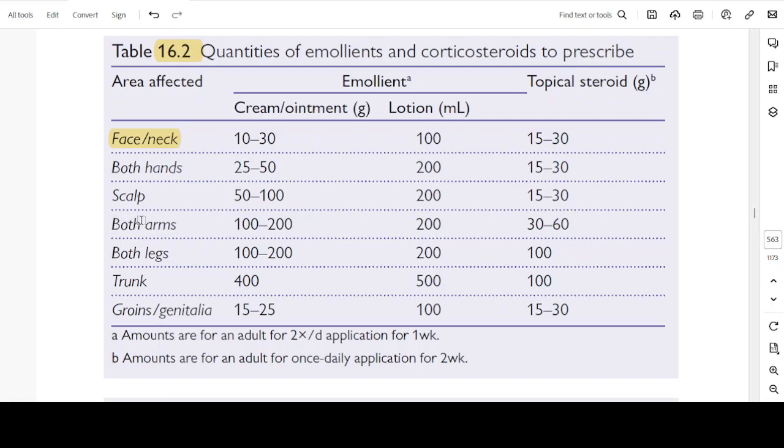And for both the arms, you have to prescribe 30 to 60 grams. For both the legs, you have to prescribe 100 grams. For the trunk, you have to prescribe 100 grams. For the groins and genitalia, you have to prescribe 15 to 30 grams. Whereas the emollient, you have to prescribe higher quantities.